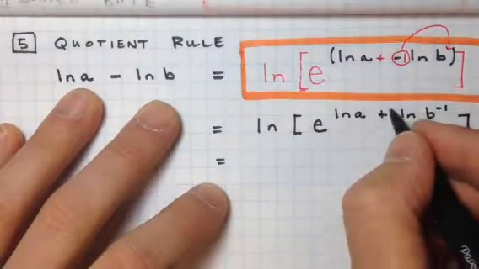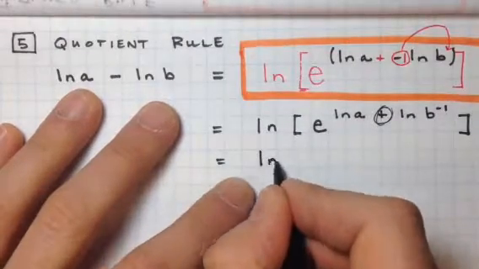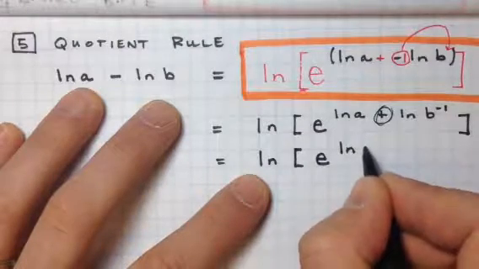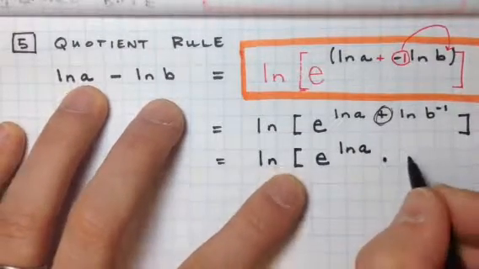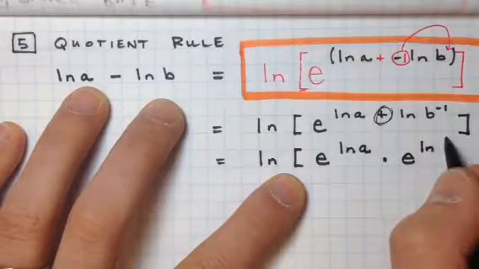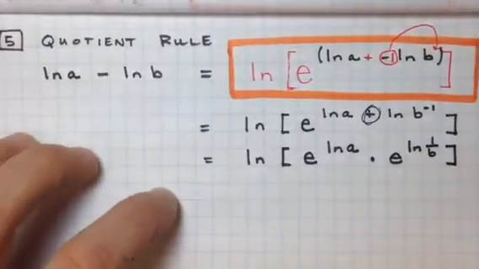And then since we've got addition right here, and this is an exponent, we can rewrite it as the natural log of e to the natural log of a, times e to the natural log of b to the -1, which is 1 over b. Can you see where the quotient rule is about to come from here?